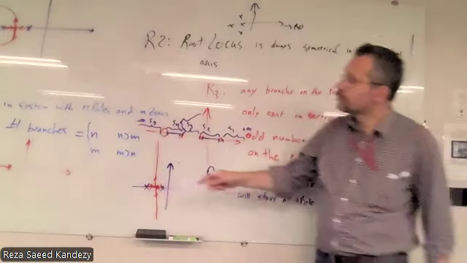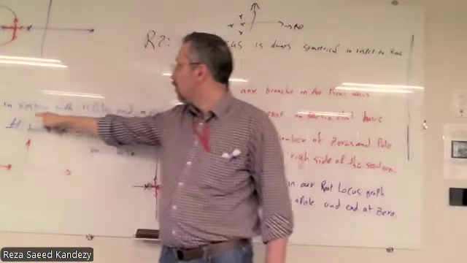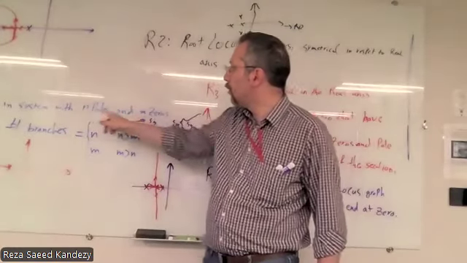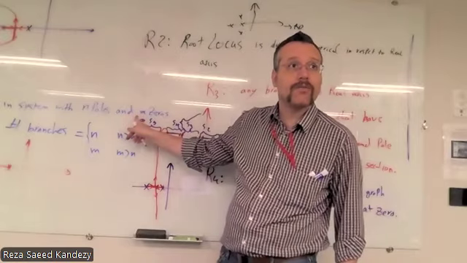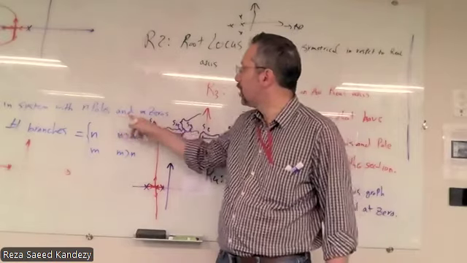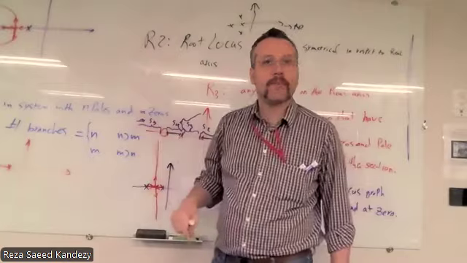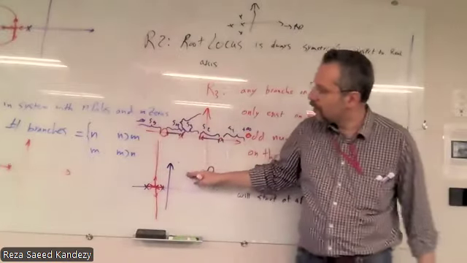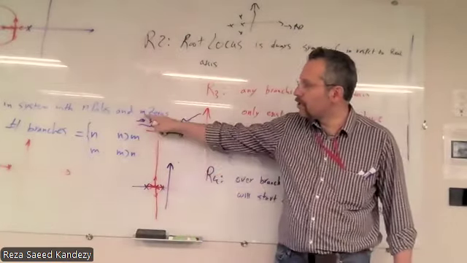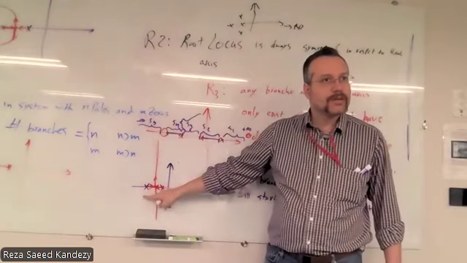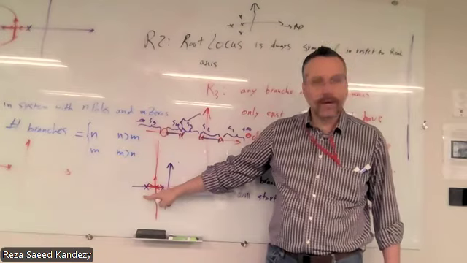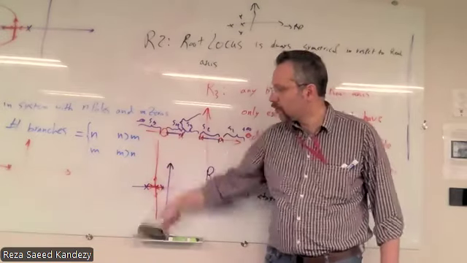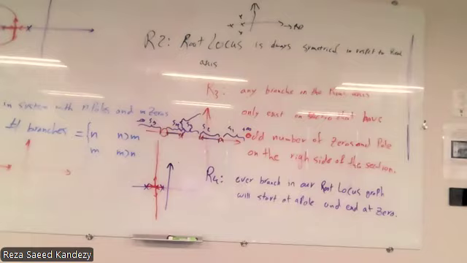So, in a system with n poles and m zeros, the number of branches that we have is whichever is the bigger one, n or m. Now look at this one. We have 2 zeros, m is 2, and n is 0. So we should have 2 branches. 1, 2. Correct?